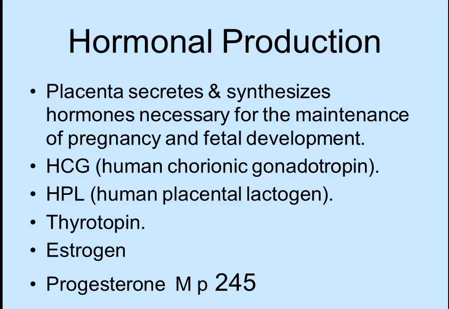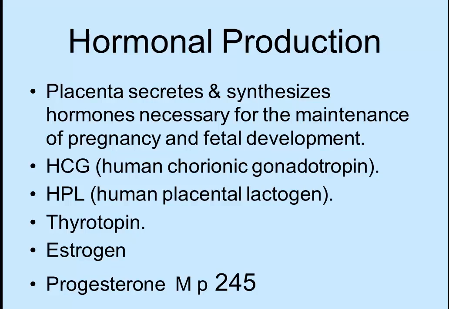Now, the human chorionic somatomammotropin, which was formerly called the human placental lactogen, which you'll see here as the HPL, promotes the normal nutrition and growth of the fetus, and maternal breasts are prepared for lactation. So that HPL hormone is quite important if the mom is planning to breastfeed. The hormone also decreases the maternal insulin sensitivity, which makes glucose available for fetal growth.